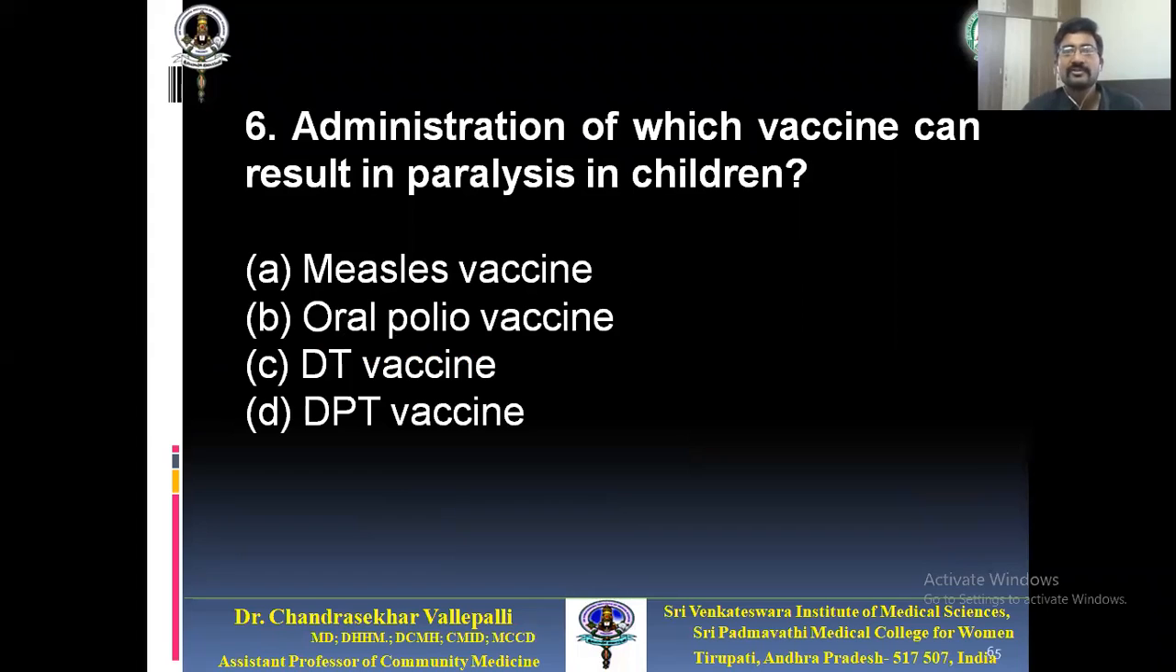Administration of which vaccine will result in paralysis in children as a side effect? Oral polio vaccine. Yes, don't miss this question. This is oral polio because we are giving a live vaccine. The strains may cause paralysis. That is VAPP, vaccine-associated paralytic polio, most commonly with the type 3 strain. B is the correct answer.